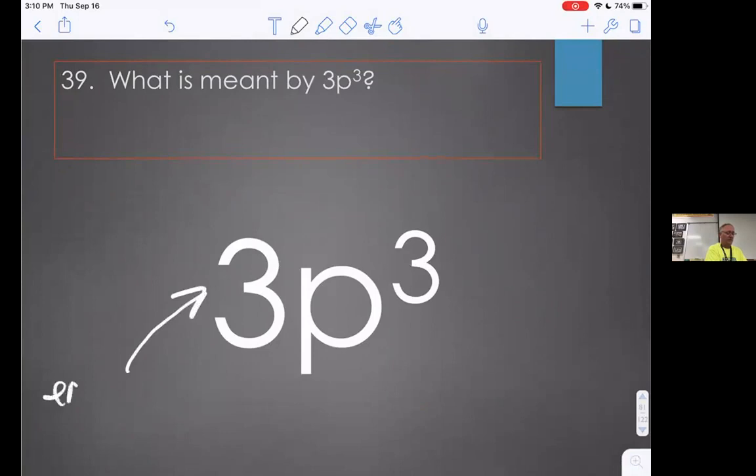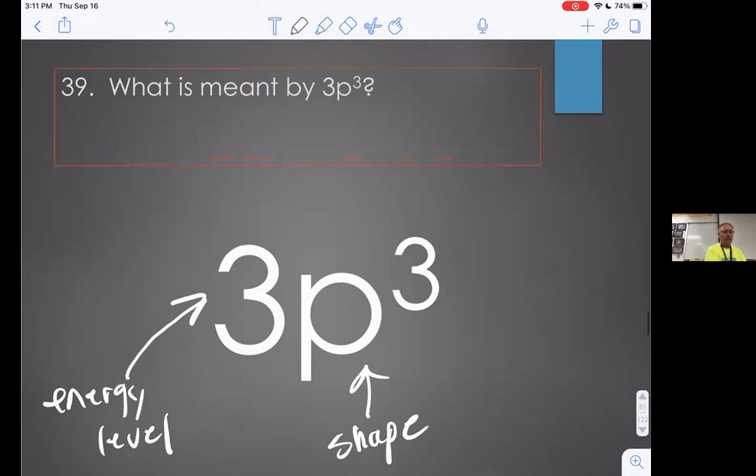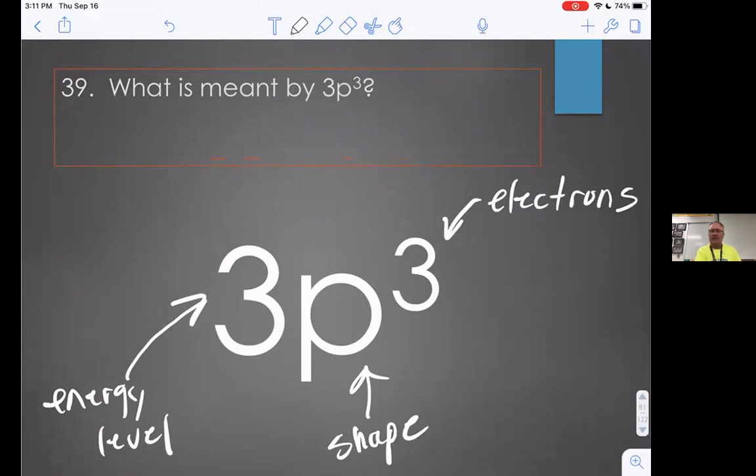This is the energy level, right? And so it's the third row of the periodic table, the P block. That's what the P represents, is the shape. And in this case, the sublevel, if you like, is the peanut shape. This 3 up here represents how many electrons you actually have assigned. And we'll do this today in class.